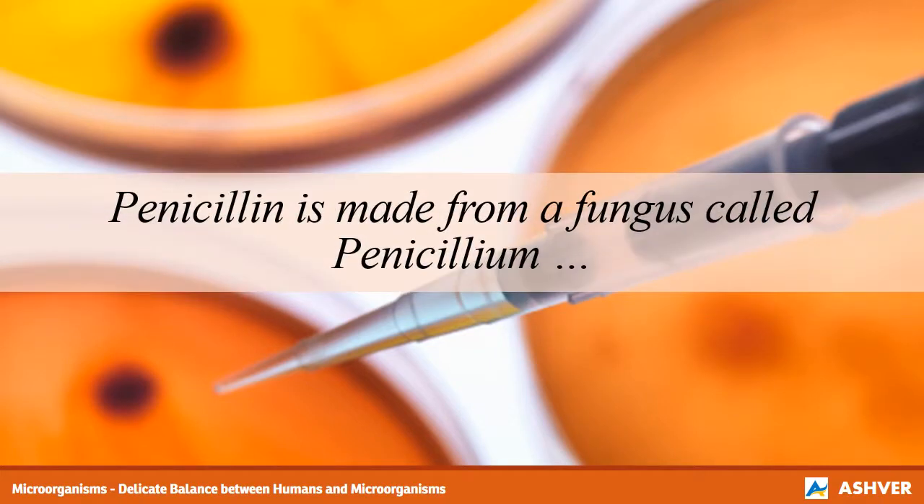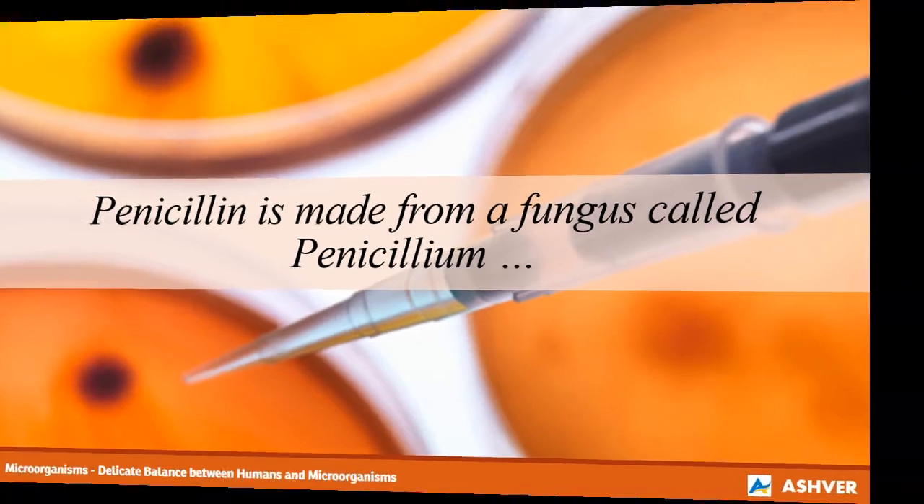Penicillin is made from a fungus called Penicillium. It is used to make antibiotics that kill harmful bacteria, and bread comes from a fungus called yeast. Bifidus regularis is a bacteria found in yogurt which aids in digestion, think probiotics.